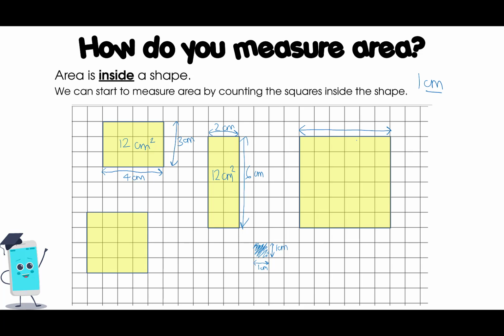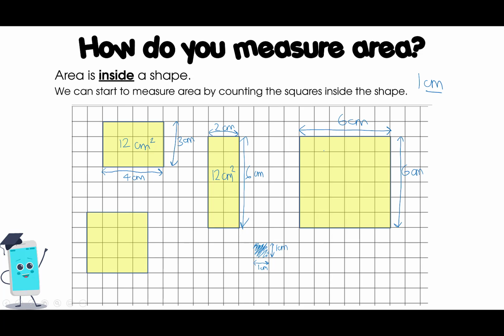1, 2, 3, 4, 5. It's 6 centimeters wide. There are 6 squares in the row, and let's look at how many there are in each column. 1, 2, 3, 4, 5, 6. There are also 6 centimeters in each column. So it's 6 wide and 6 long.